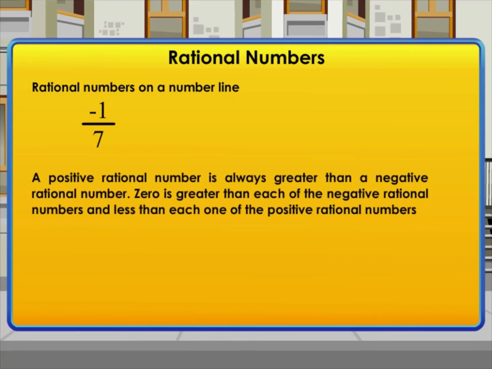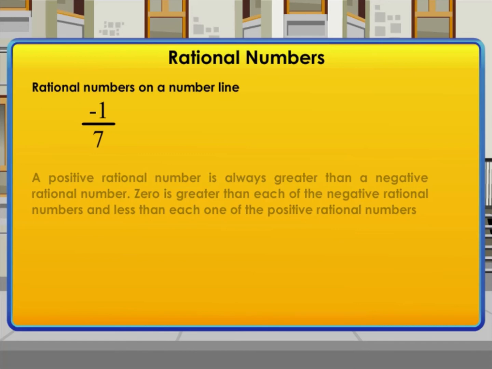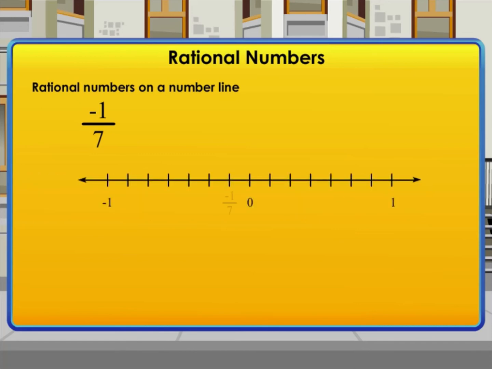A positive rational number is always greater than a negative rational number. 0 is greater than each of the negative rational numbers and less than each one of the positive rational numbers. So, minus 1 by 7 would be marked left of 0 because decimal number of minus 1 by 7 is minus 0.14. So, minus 0.14 lies between 0 and minus 1. Therefore, minus 1 by 7 would be marked between 0 and minus 1.